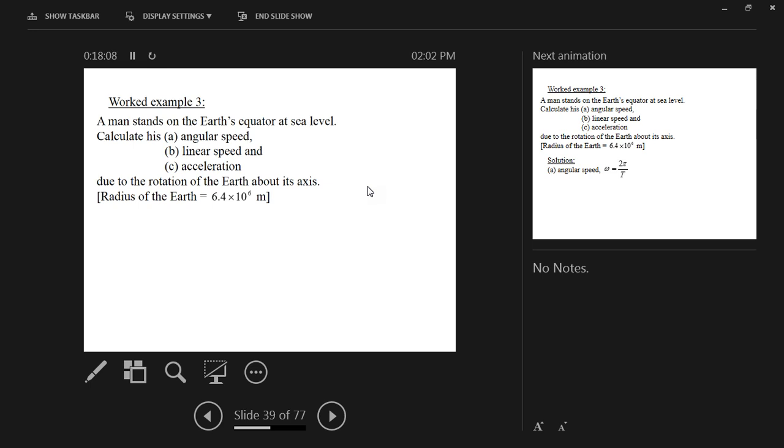Okay, in part 1, you're asked to find the angular speed. This is something that we learned in the first lecture. B, linear speed, also from the first lecture. C, acceleration. We just learned the formula, so you apply it here. So I'm going to give you 2 minutes. We start now.